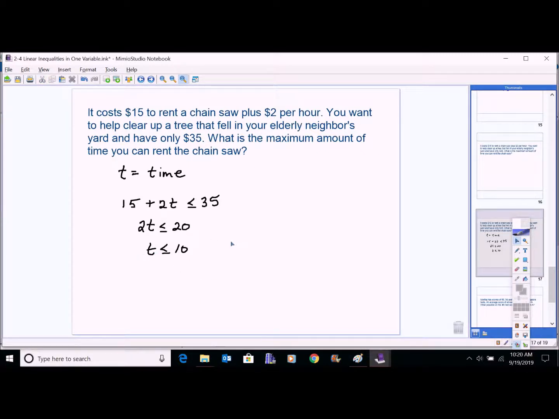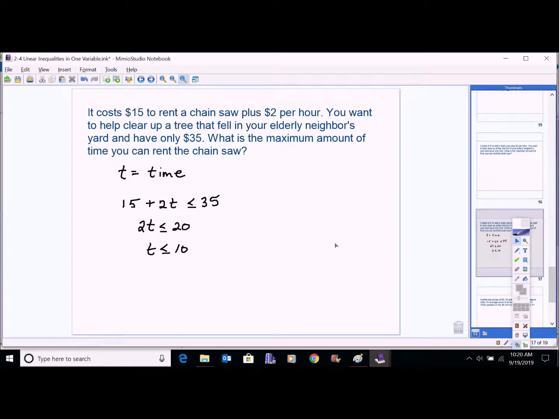What does that actually tell you? It tells you that you can't go over 10 hours with the chainsaw. Okay, good. You can rent it for up to 10 hours. Would it be fine if you returned it after 5 hours? Yes. Would it be fine if you returned it right at 10 hours? Yes, but not 11 hours.